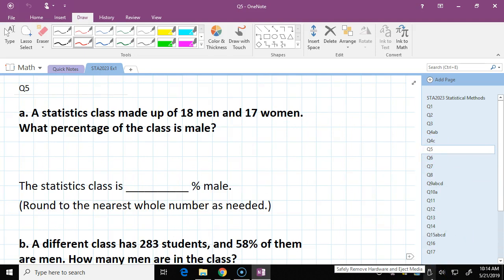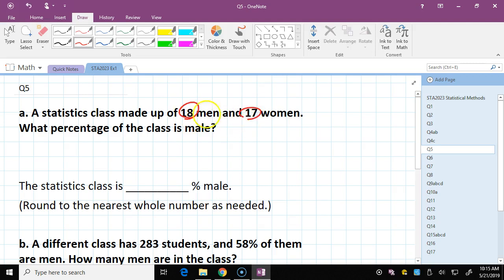All right. This one is where you're going to want to use that calculator for all 3 questions, because you're going to be doing some percentages and changing stuff around. So this is where you definitely want to use that calculator. So question 5: a statistics class is made up of 18 men and 17 women. What percentage of the class is male? How are we going to get that percent? Add the women and the men. And what do we get when we add those together?